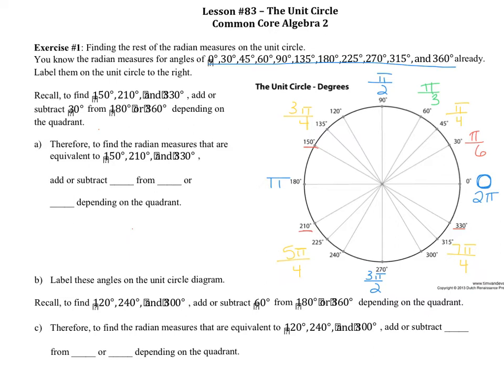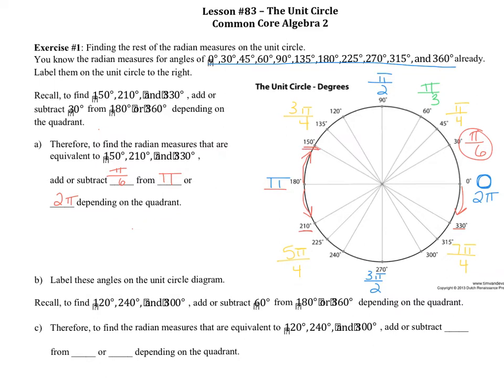So to do this, we're going to add or subtract the radian measure for 30, which is pi over 6. And if we go off these values, this is going off pi over here, and on the other side, we're going off 2 pi. Okay, so this is just a little basic fraction work.